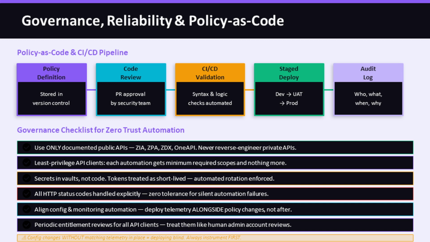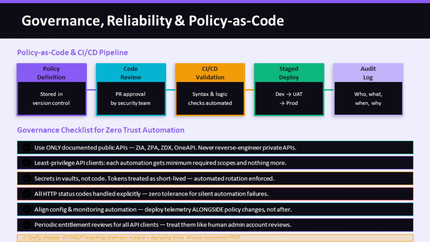The policy as code and CI/CD pipeline shown on this slide represents best practice for zero trust automation. Policy definitions are stored in version control, just like application source code. Every change goes through a formal code review process where the security team can evaluate impact before approval. The CI/CD pipeline runs automated validation checks, syntax checking, logic validation, scope verification. Changes are deployed in stages: development first, then UAT, then production, with gates between each stage.